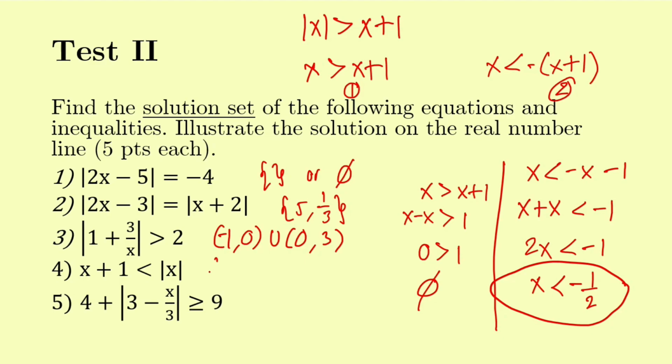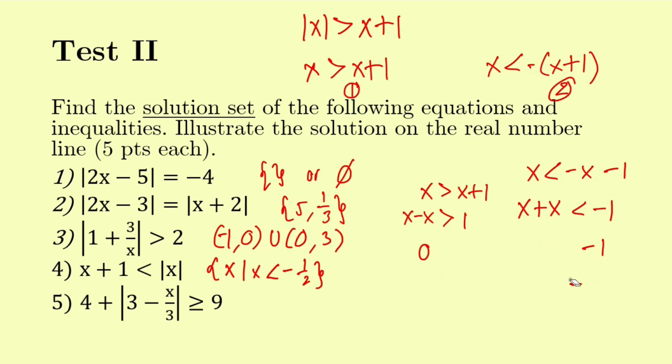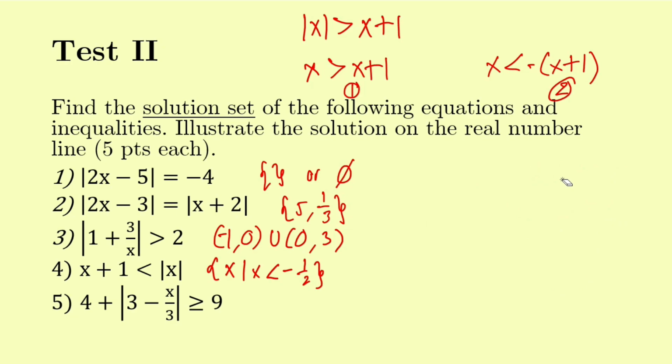We can use set builder. So x such that x is less than negative 1/2. Or we can also use the interval notation. So ang result is negative infinity and negative 1/2.